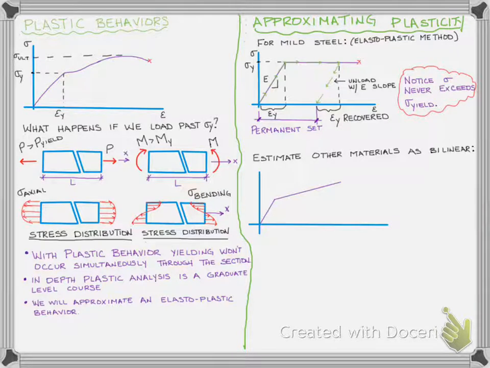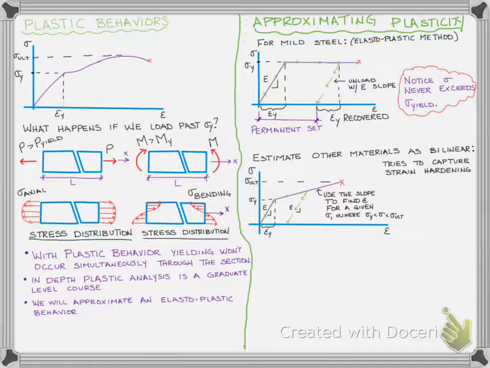Now, sometimes this is not a good enough approximation and we want to go a little bit more refined, and so we'll estimate materials as bilinear. And so what that means is we want to try to capture a little bit of that strain hardening behavior, but we do it with a straight line. So we have two straight lines that break at the yield stress. And so at our yield stress, we're still going to have our yield strain. We're still going to have the modulus of elasticity, that is the slope in the elastic portion. And then when we start loading up the second line, then we have to add more load. And when we unload, we're still going to unload on the slope E.